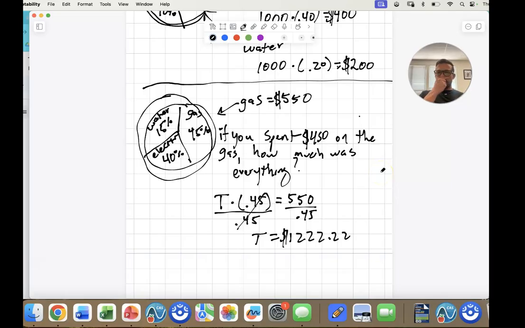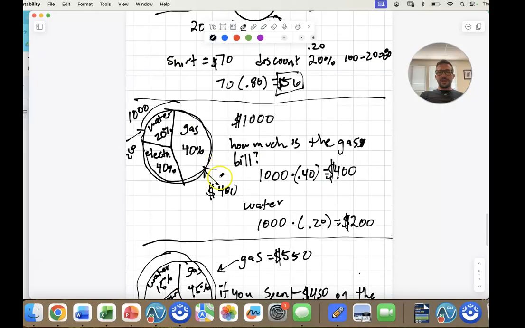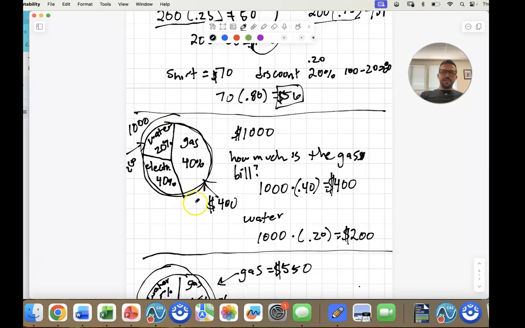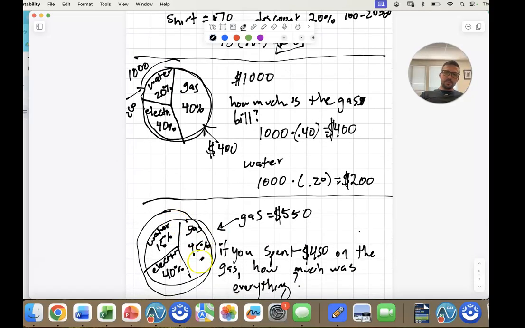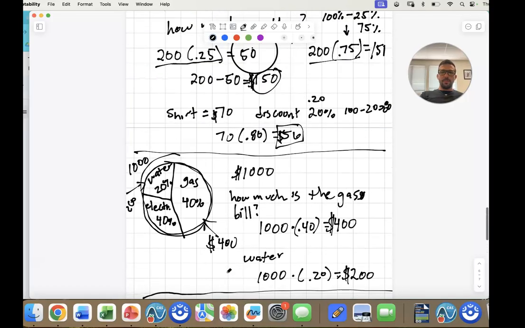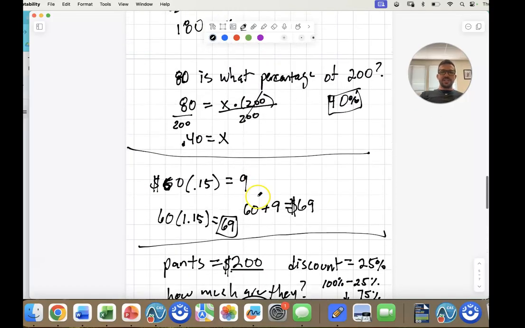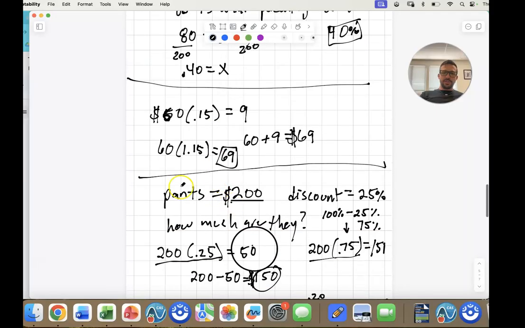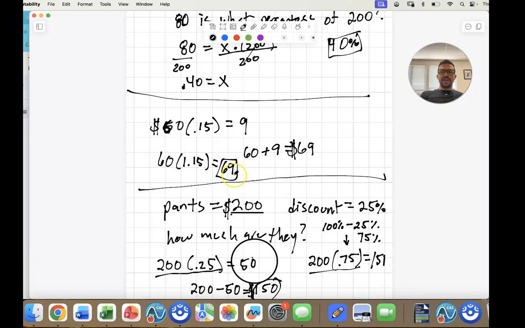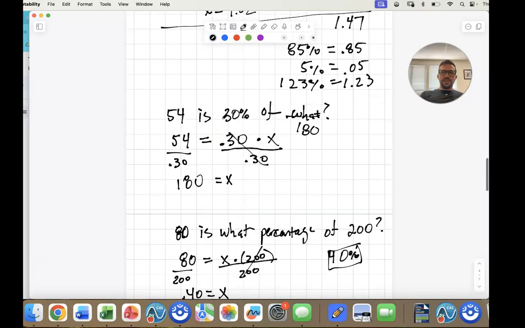So that's what you're getting at with percentages. You're pretty much going to be getting a pie chart type thing. You're going to have to find the percentage of the total, or if they give you a certain part of it, you have to find the total. And then also, these discount ones you're going to be able to do. And these ones where you're finding an addition to the amount, like a tip.